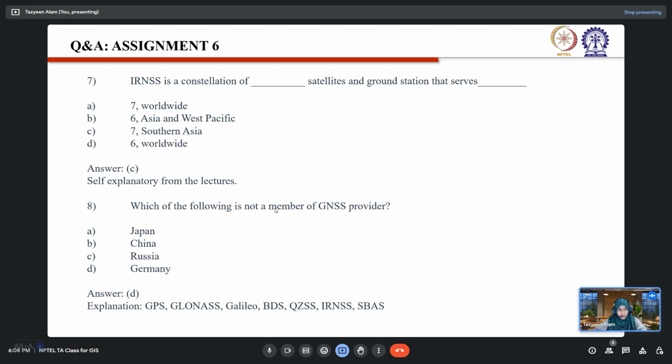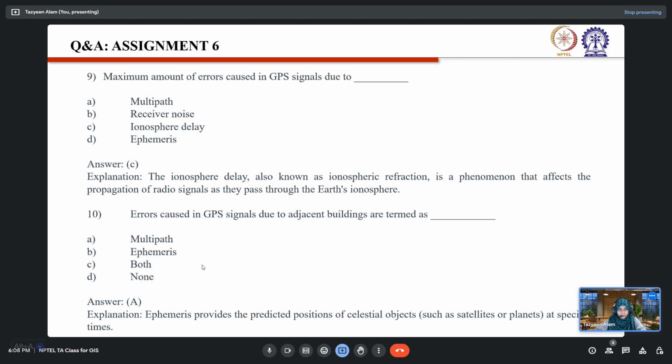Which of the following is not a member of GNSS provider? Japan, China, Russia, Germany. So the correct answer here is Germany, because these are your satellites associated with it, that is GPS, GLONASS, Galileo, BDS, QZSS, IRNSS and SBAS, and all of these belong to mostly the South Asian and United States countries. So Japan, China and Russia fall within these operating countries, but Germany is not a part of it.